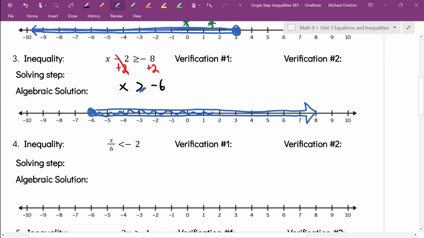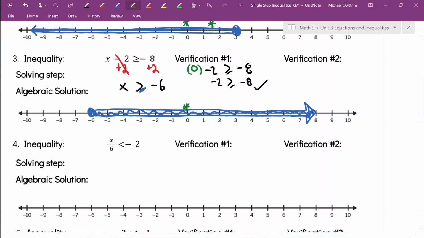And so all of these would be valid solutions for our inequality. Let's pick a couple of those to verify. I like to pick 0. So I'm going to go ahead and put in that 0. 0 subtract 2 should be greater than or equal to negative 8. So 0 subtract 2 is negative 2. And negative 2 is in fact greater than negative 8. And so that's a true statement.